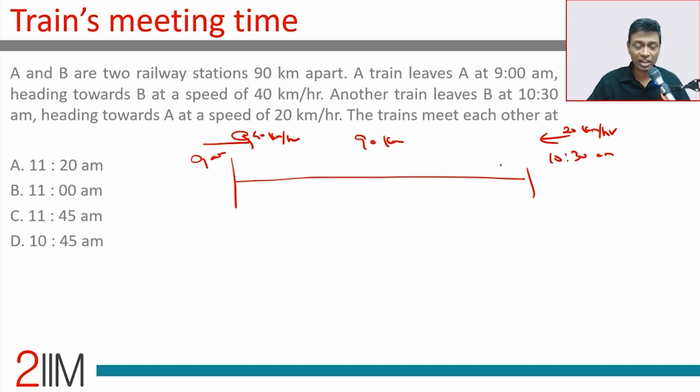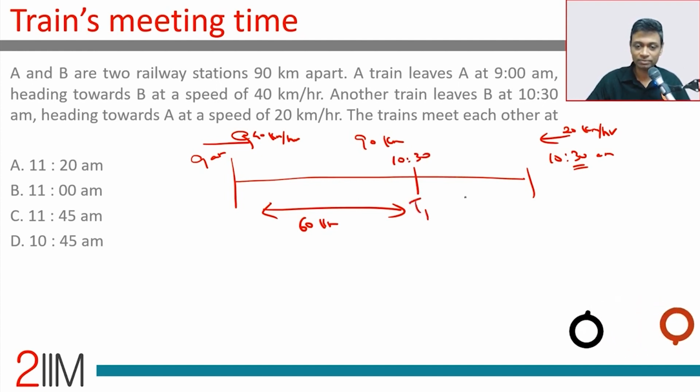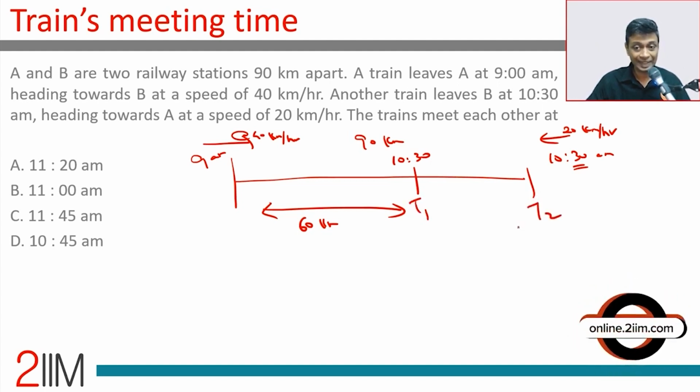The trains meet each other at, okay, let's start at 10:30 a.m. That's 1.5 hours, 40 kilometers per hour, 1.5 hours. A would travel 60 kilometers. So A would be at the 60 kilometer point at 10:30 on the first train. I'm calling that A. Fine. So train 1. This is train 2. At 10:30, they are 30 kilometers apart.